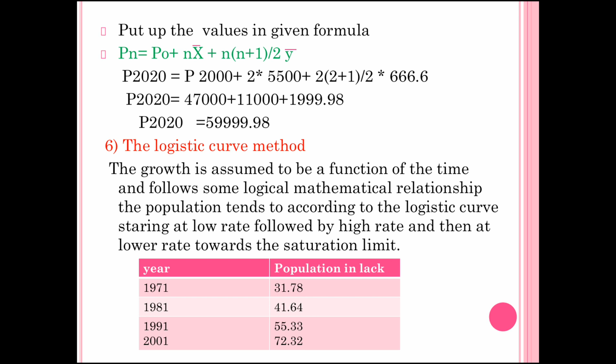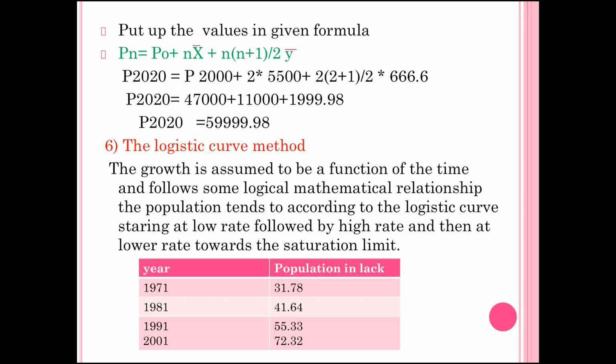Now the next method is the logistic curve method. The growth is assumed to be a function of time and follow some logical mathematical relationship. The population trends according to the logistic curve, starting at a low rate, followed by a high rate, and then at a lower rate towards the saturation limit. This is the logistic curve method.